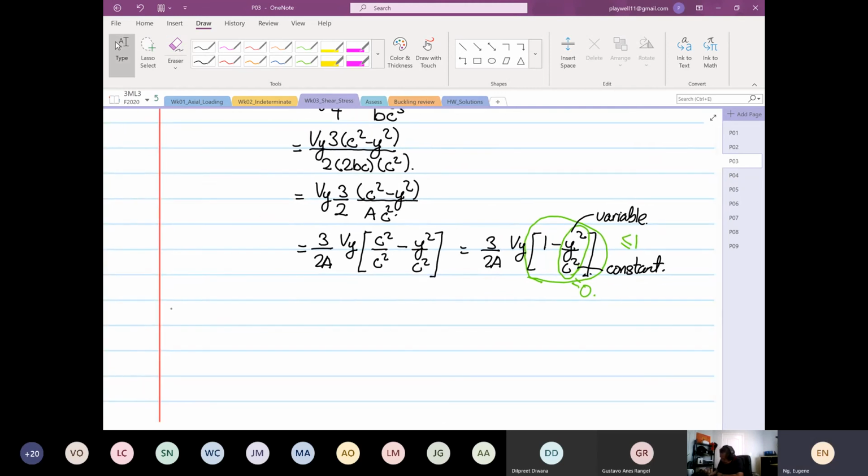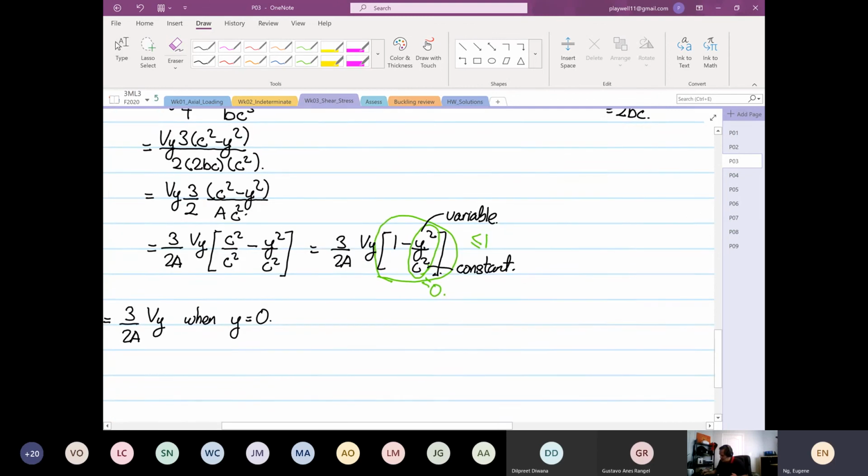So tau max, or tau xy max, is equal to 3/2A multiplied by Vy when y is equal to 0. Because when y is equal to 0, this term over here will then be equal to 0. So that is your tau max.